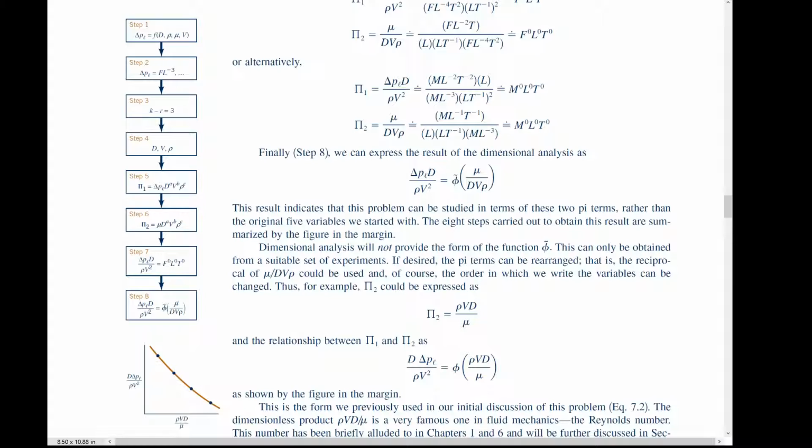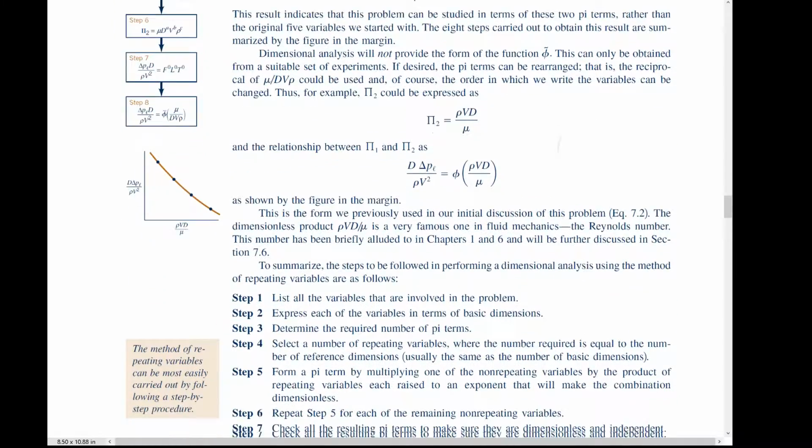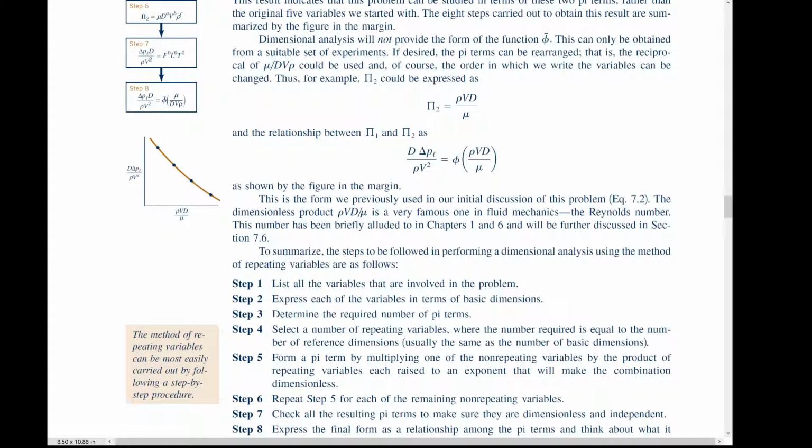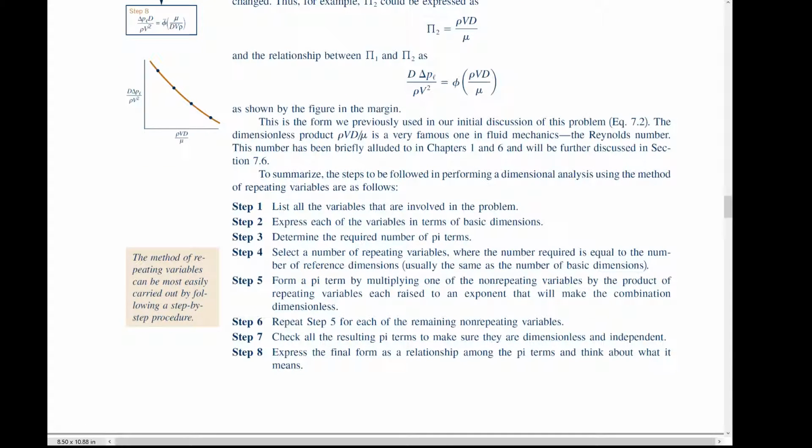If desired, the pi terms can be rearranged. That is, the reciprocal of mu over dv rho could be used, and of course the order in which we write the variables can be changed. Thus, for example, pi 2 could be expressed as pi 2 equals rho vd over mu, and the relationship between pi 1 and pi 2 as d delta p sub L over rho v squared equals phi of rho vd over mu. As shown by the figure in the margin, this is the form we previously used in our initial discussion of the problem in equation 7.2.